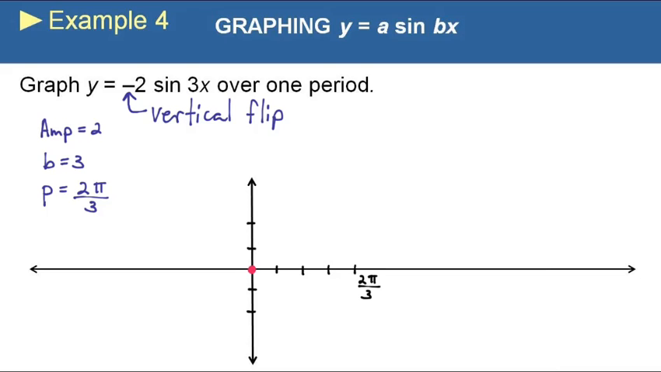So middle, then low, all the way down to negative 2, then middle, then high, all the way up to positive 2, then back to the middle. There's your shape, and you just connect the dots. That is one cycle, or one period, of the graph of negative 2 sine of 3x. And we'll see the same graph, the textbook version, on the next page.